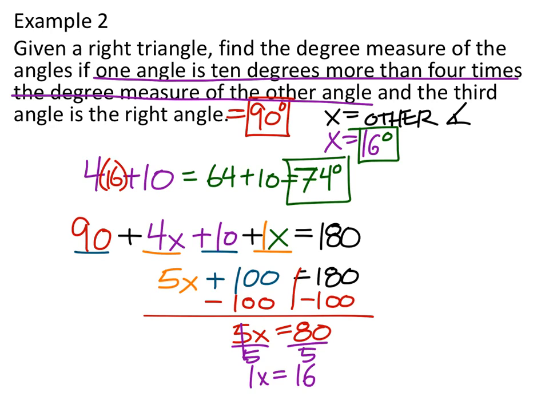Let's go ahead and check just to make sure that adds up to 180, because the three angles have to add up to 180. So 90 plus 16 plus 74: 6 plus 4 is 10, carry the 1, then we'd get 18 there. So that does check off, and we can see the three angles we got are correct.